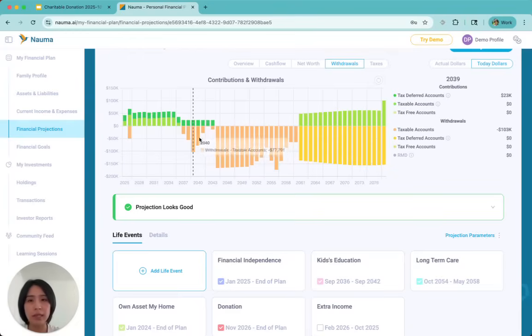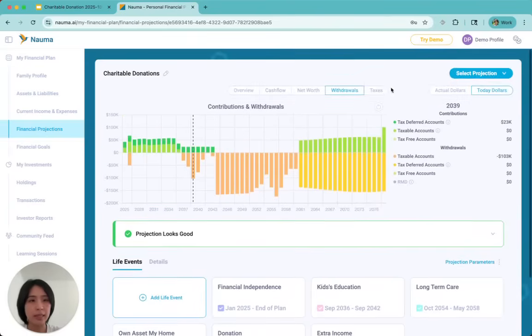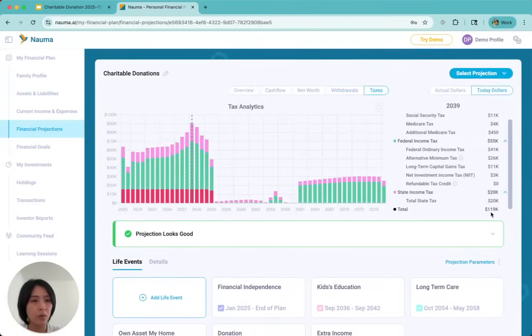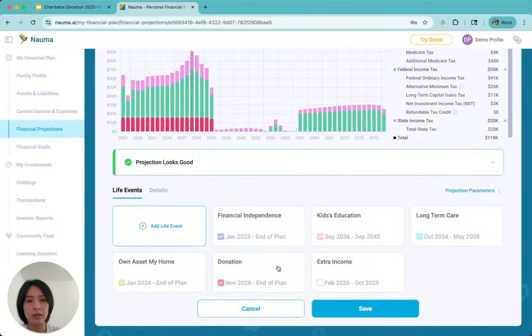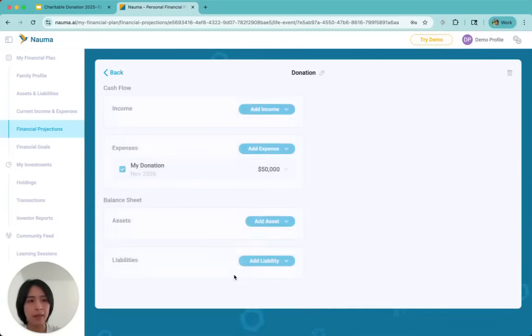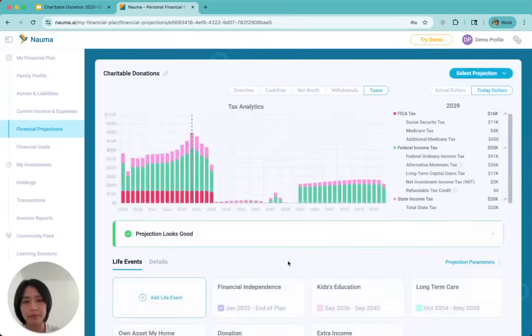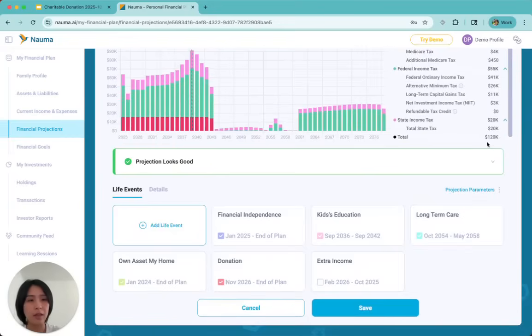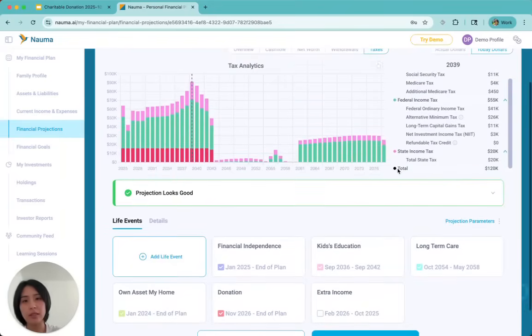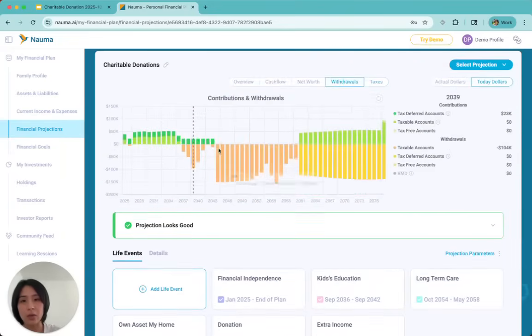So in 2039, it seems like we're withdrawing a good amount. And with asset donation, let's see the tax. That's $119,000 with asset donation. And if we change this back to the cash donation for that year, it goes to $120,000. So there's a $1,000 difference for the year we're withdrawing.